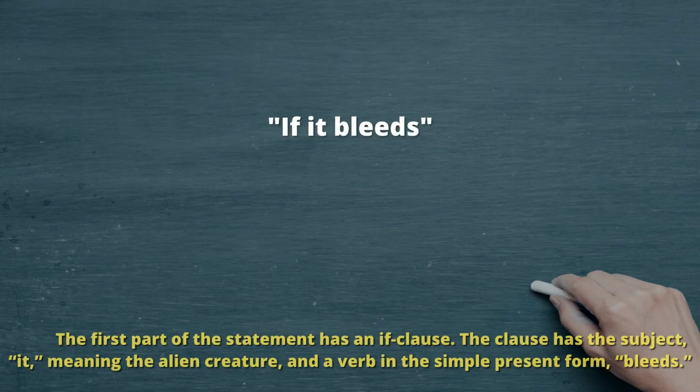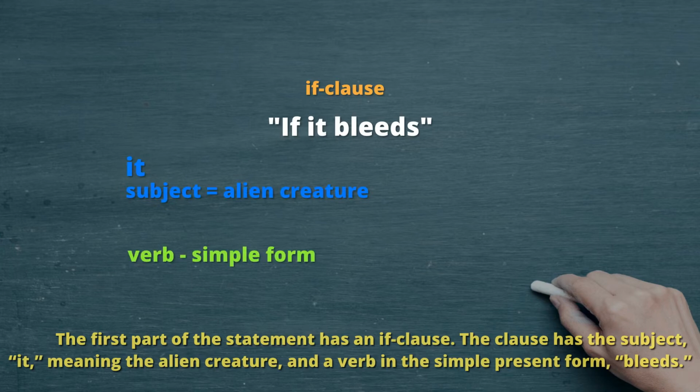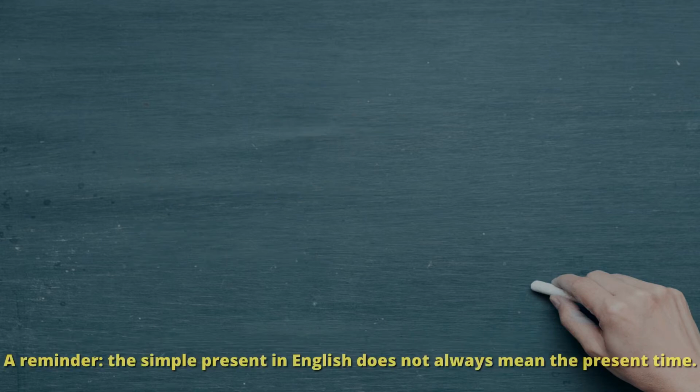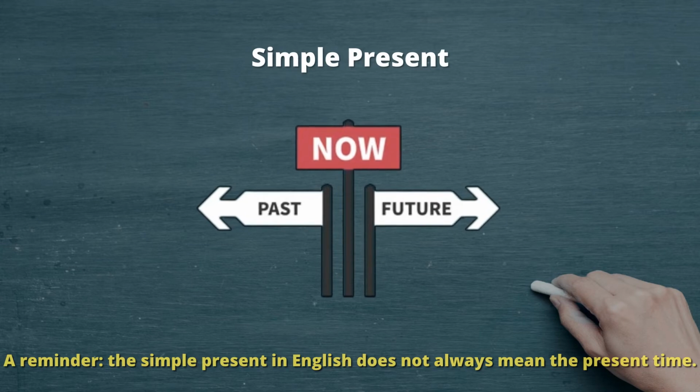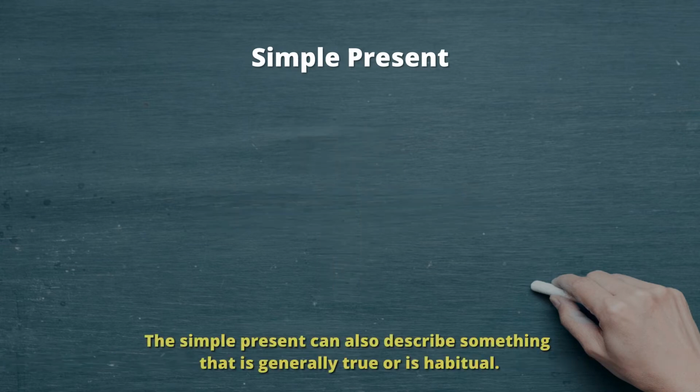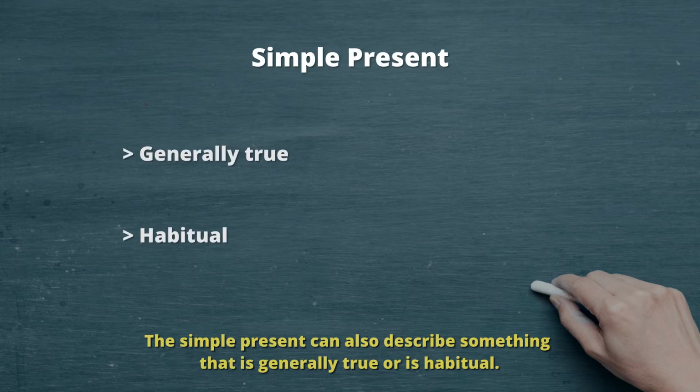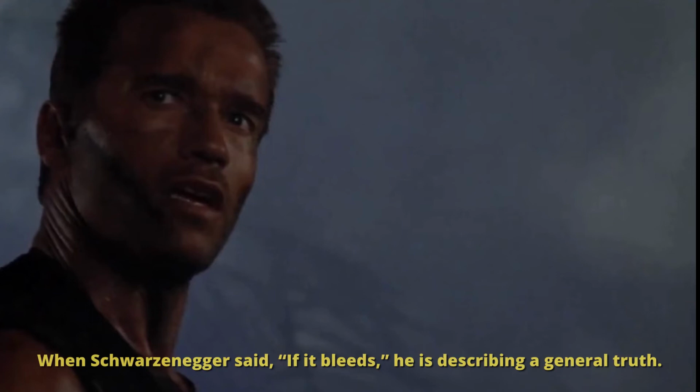The first part of the statement has an if clause. The clause has the subject, it, meaning the alien creature, and a verb in the simple present form, bleeds. A reminder: the simple present in English does not always mean the present time. The simple present can also describe something that is generally true or is habitual. When Schwarzenegger says, "If it bleeds," he is describing a general truth.